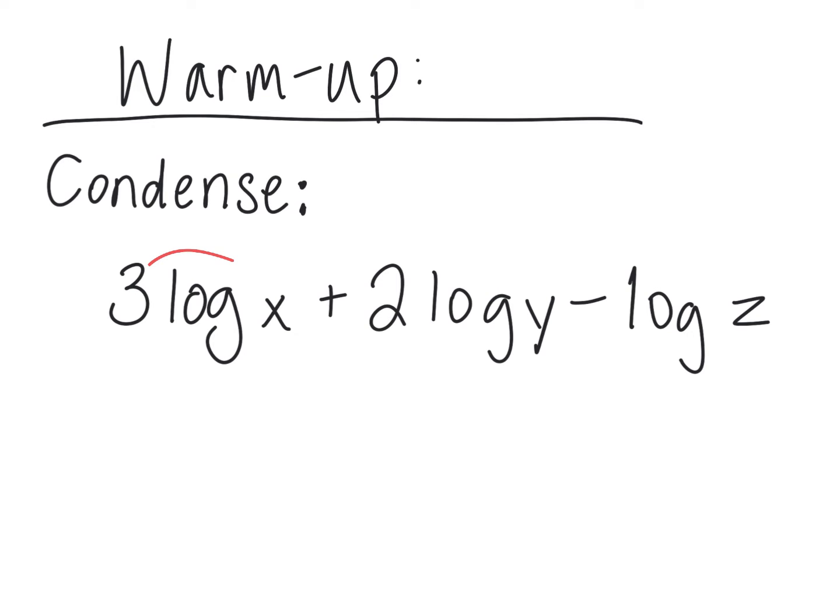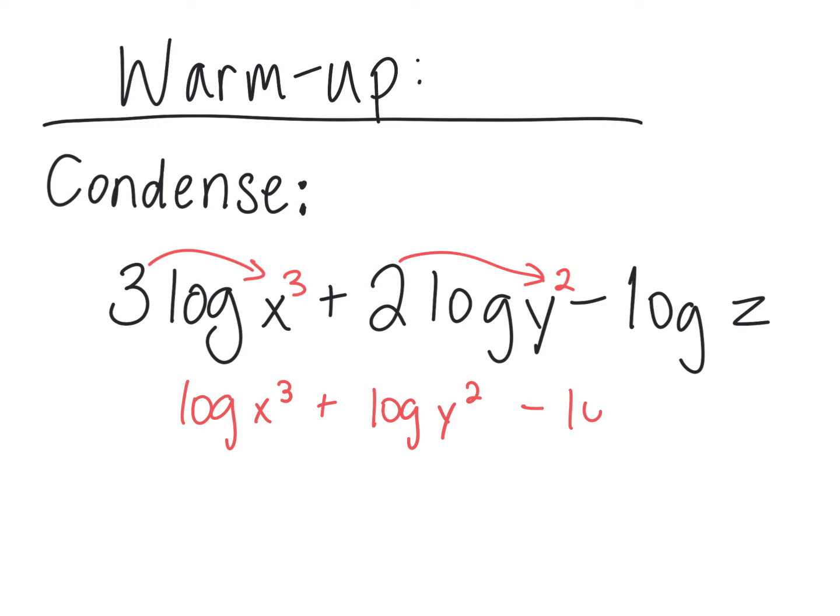So the 3 is going to be the exponent on the x. The 2 is going to be the exponent on the y. The z doesn't have anything, right? Okay, cool. So this becomes log of x cubed plus log y squared minus log z. You with me? Okay, now what do we get rid of?